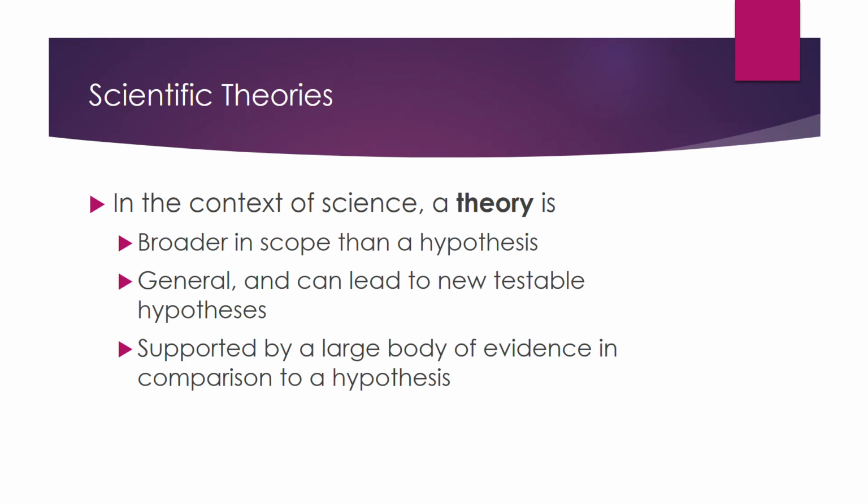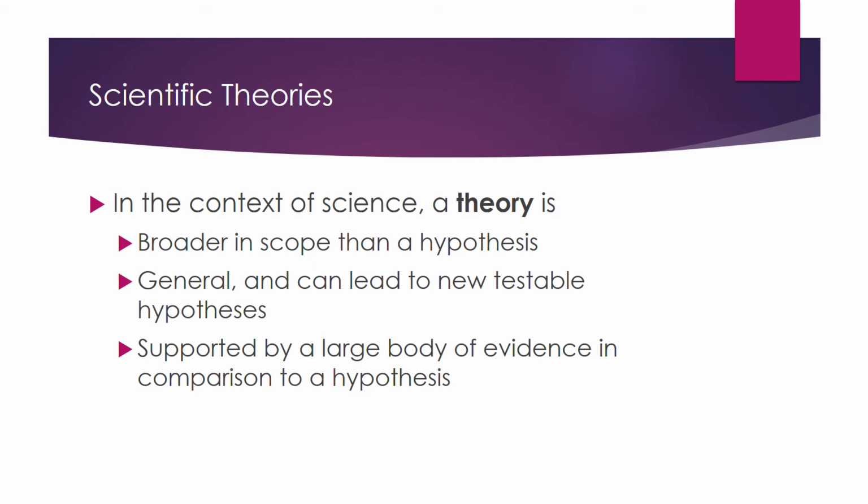So first, a scientific theory is much broader in scope than a hypothesis. So for example, a hypothesis is going to be specific, like, I think my flashlight doesn't work because the batteries are dead. So if I replace the batteries, it'll work, right? That's like a very specific thing. The theory of evolution is this broad general statement explaining that organisms are able to adapt to their environments over long periods of time, many generations.